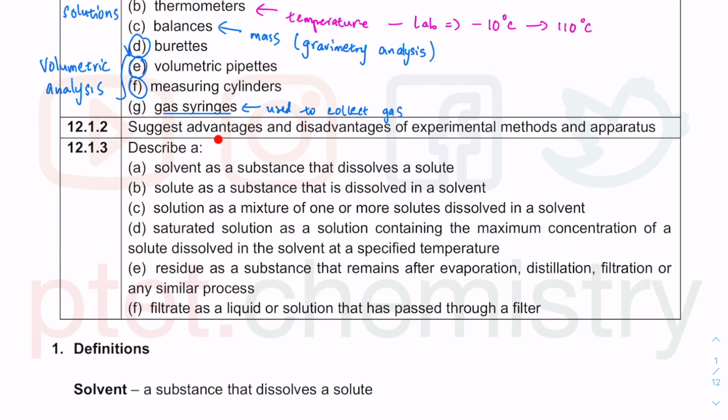Each of these has advantages and disadvantages because, as with any experiment, there are pros and cons. Pros refer to advantages, and cons refer to the bad side, the downside, which are the disadvantages or the weaknesses of each method as well as each apparatus. These are suggestive questions.